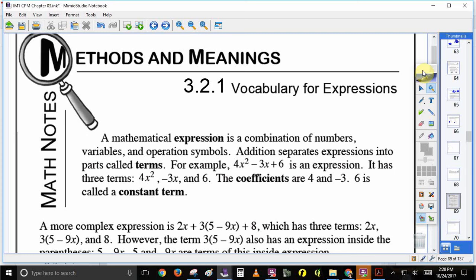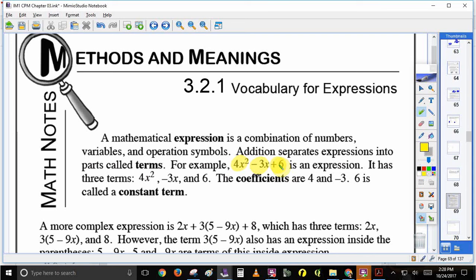Addition separates expressions into parts called terms. For example, 4x squared minus 3x plus 6 is an expression. It has the terms 4x squared, minus 3x, and 6. So each of these is a term. We have term 1, term 2, term 3, and notice that a plus or minus sign separates each of those terms.